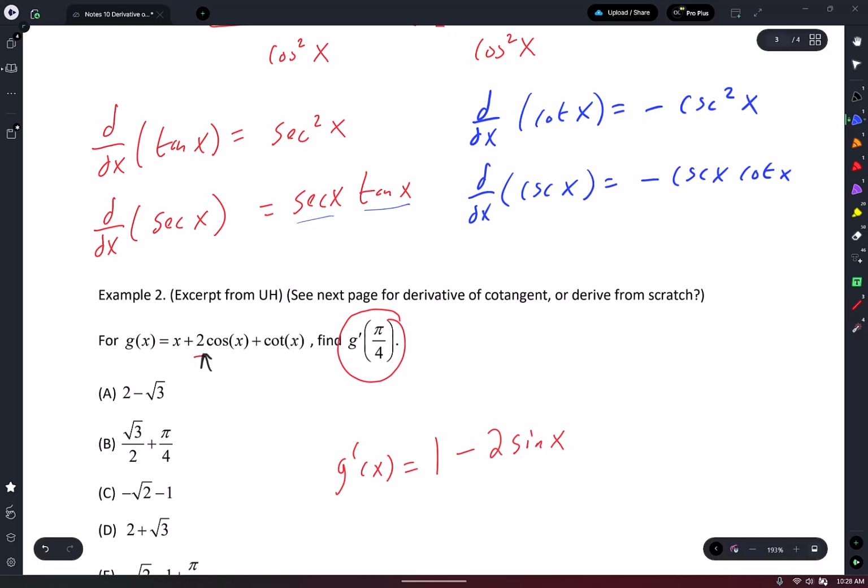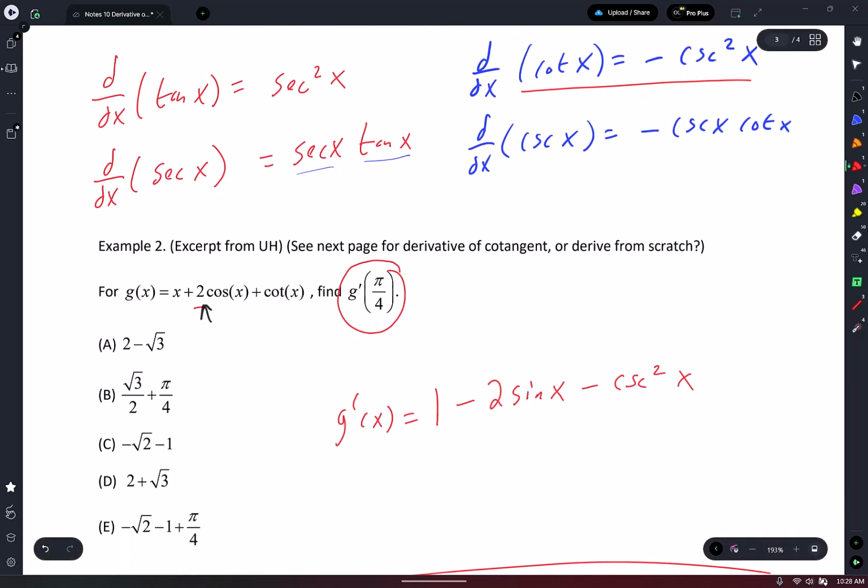All right, coming back. Here we go. What do you say the derivative of cotangent was? There it is. Now here comes a little bit of pre-calc, not even extreme, just a little bit, guys. G prime of pi over 4 equals 1 minus 2 times what, sine of pi over 4?